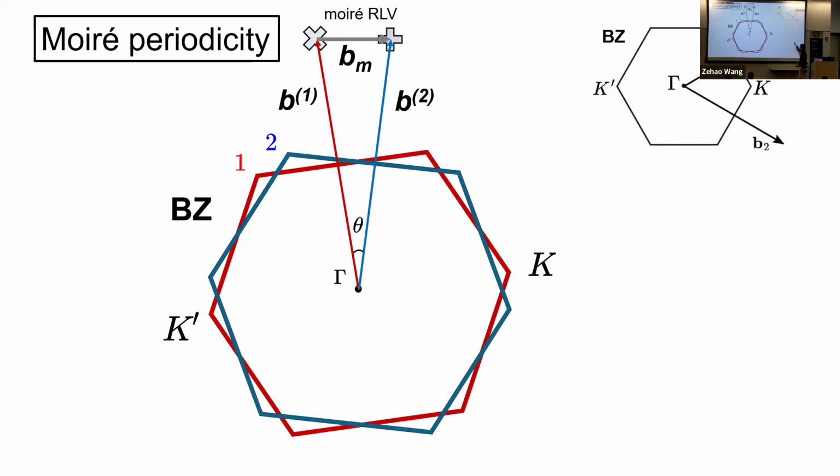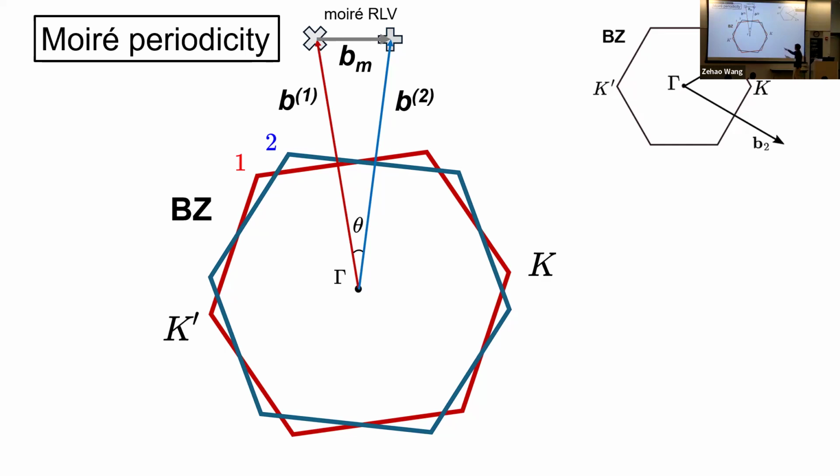So what I've done here is I've just taken the graphene Brillouin zone, and I've drawn it for each layer, 1 and 2. And of course, the 2 layers are slightly rotated, right? And I've also drawn one of the reciprocal lattice vectors for each layer. And these reciprocal lattice vectors are important because they're a dual encoding of the discrete translation invariance. But because of the twist angle, these reciprocal lattice vectors are slightly misaligned, right? And what happens is that actually the difference of these 2 lattice vectors, which is B sub m up there, this moiré reciprocal lattice vector is actually what sets the moiré period, right?